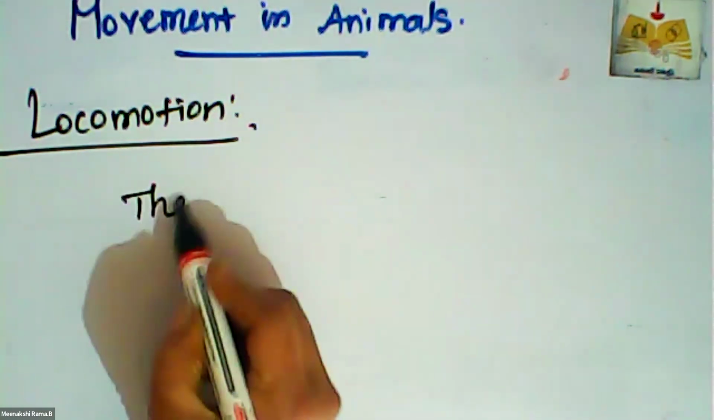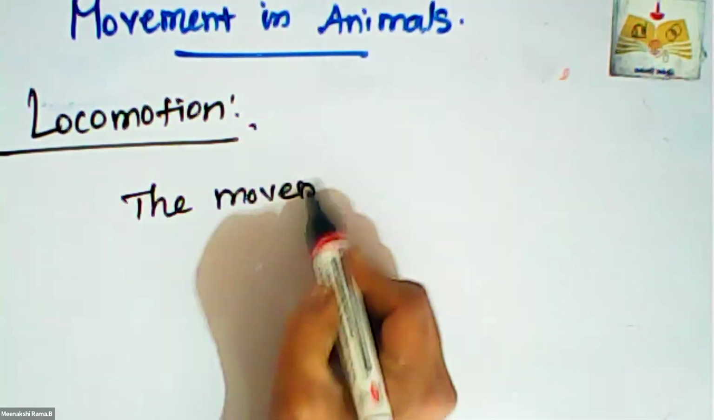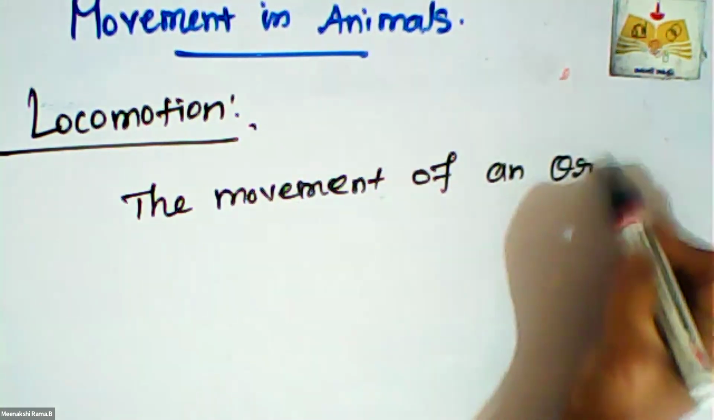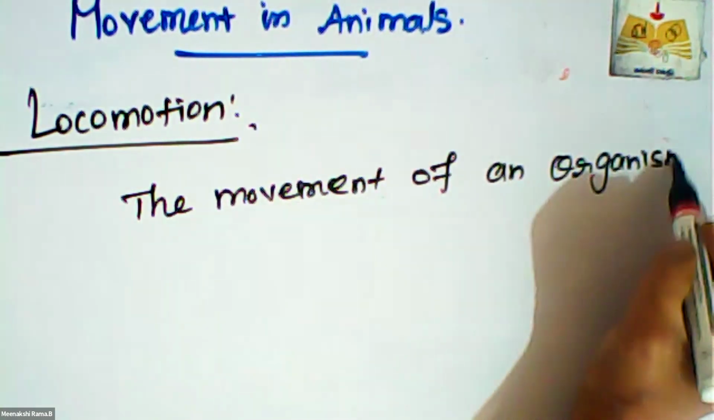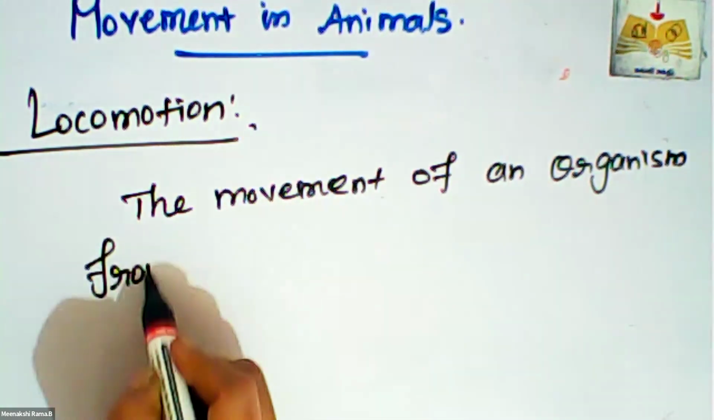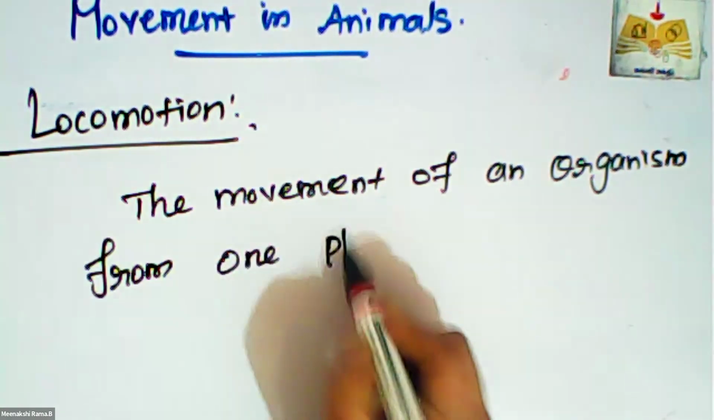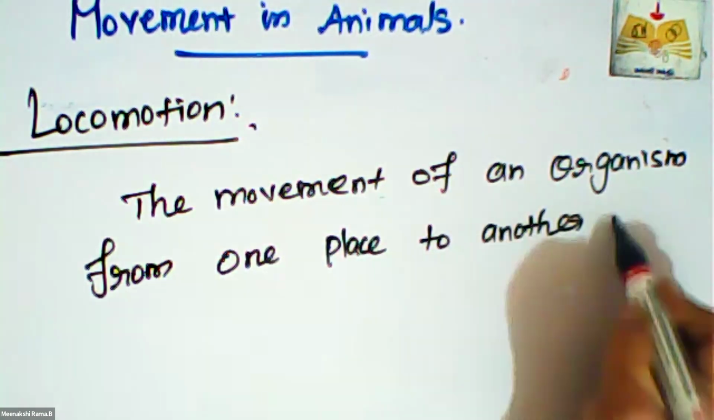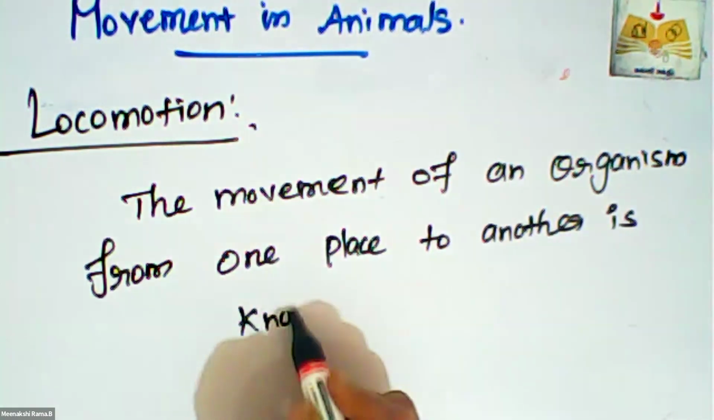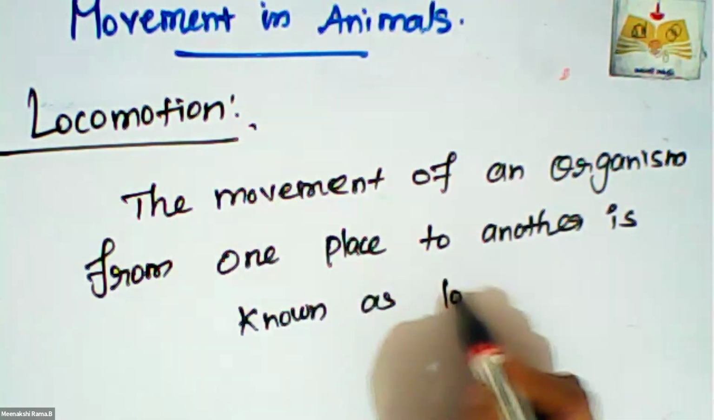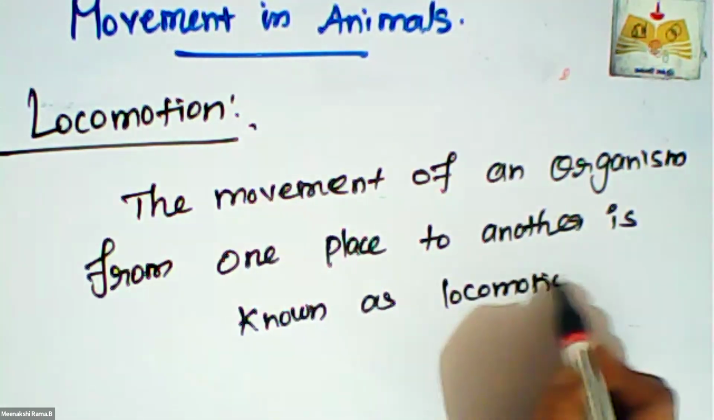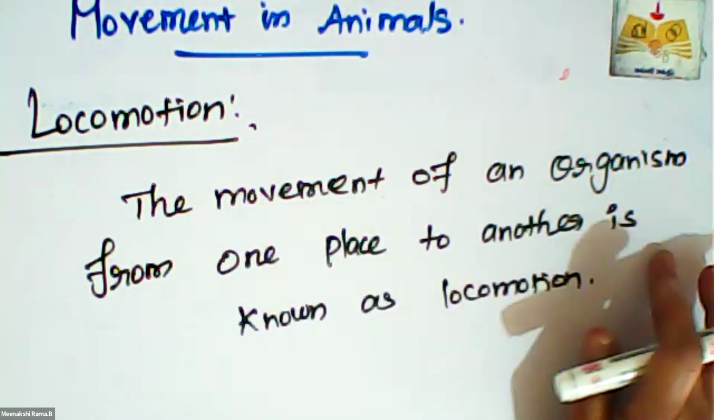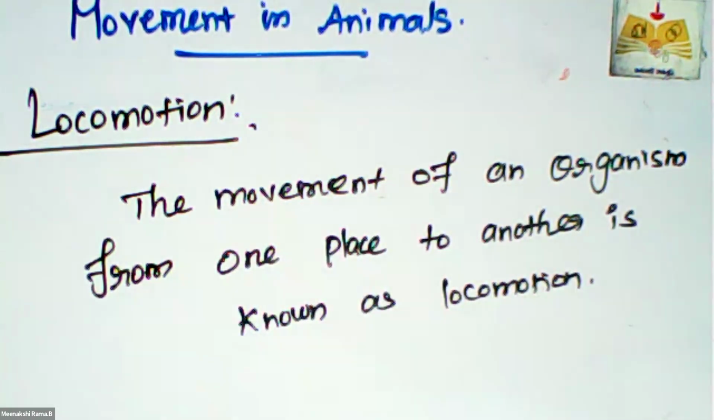Okay. The movement of an organism from one place to another is known as locomotion. So what is locomotion? This is the right definition. The movement of an organism from one place to another is known as locomotion.